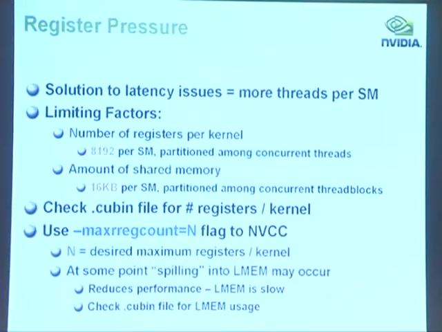I have a slide about that. You can also force the compiler to try to optimize register count. So it might have to churn longer and it might generate more code, but it might be able to reduce the amount of registers by setting a maximum.